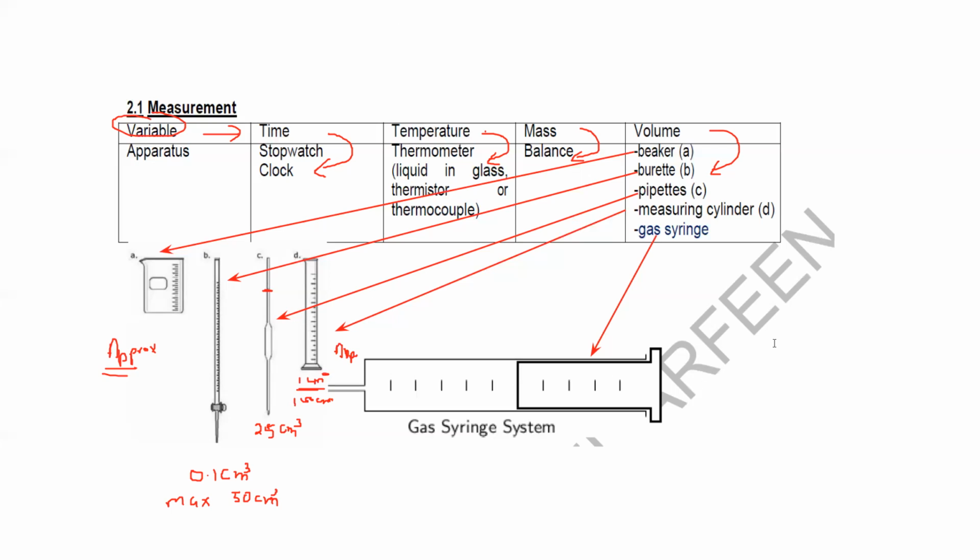So if I say I want to measure 10.3 cm³, which apparatus is suitable? Beaker, burette, pipette, or a measuring cylinder? Which apparatus is suitable if I want to measure 10.3 cm³?